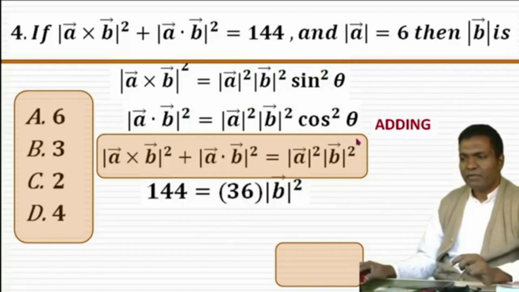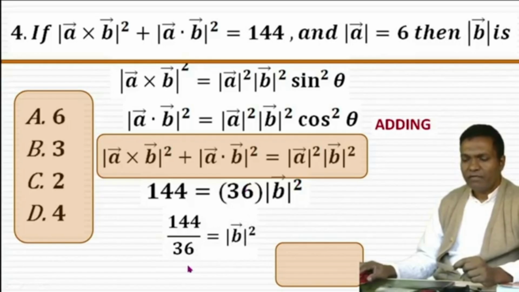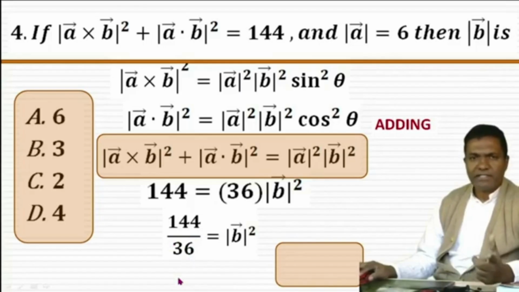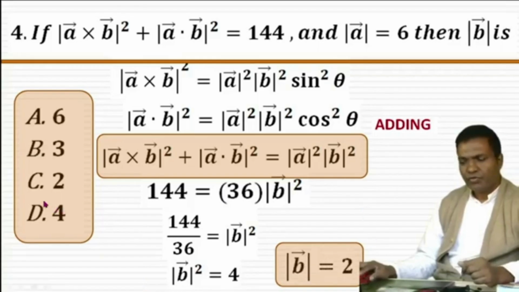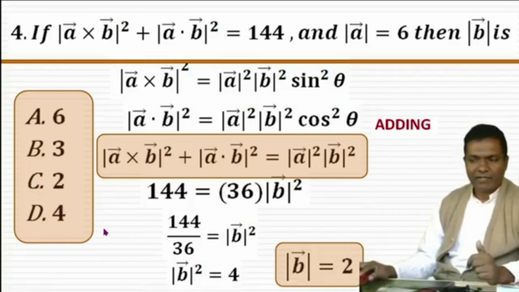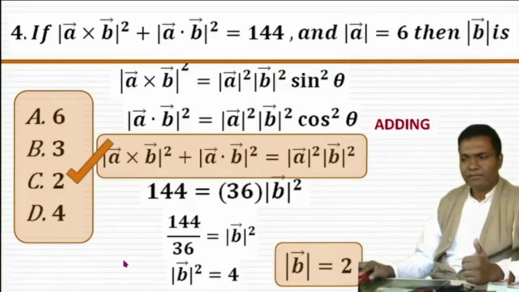And this magnitude of B square as it is. So simple, you can solve for magnitude of B. 144 by 36 equals magnitude of B square. When you divide 144 by 36, you will get 4. So magnitude of B square is 4, which means magnitude of B is 2. So option C is the correct one. But you have to remember this result, so you can perform directly.